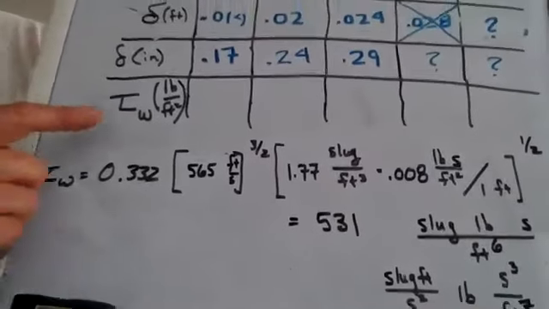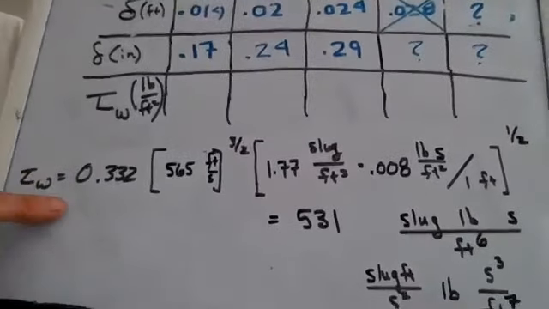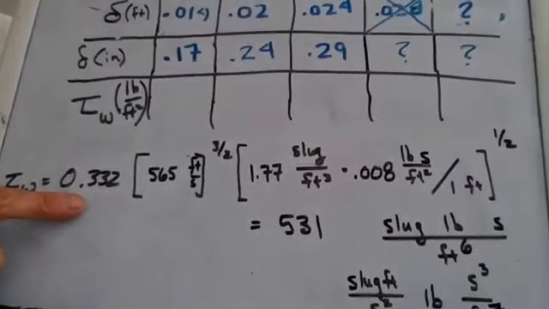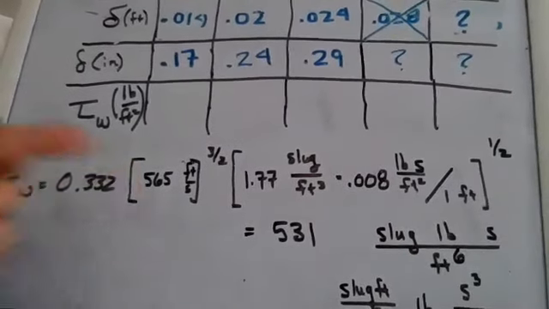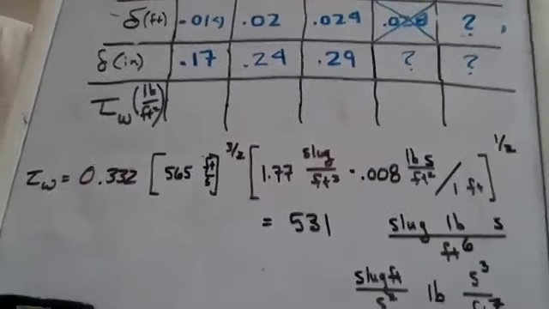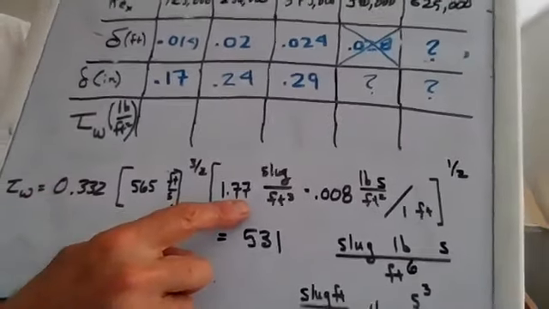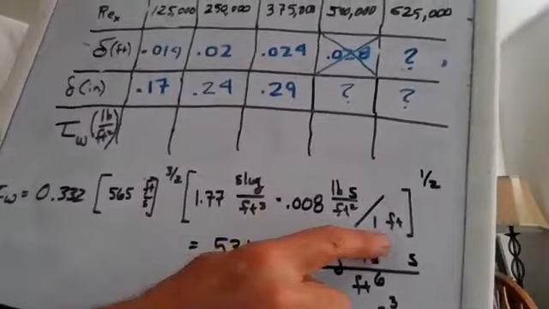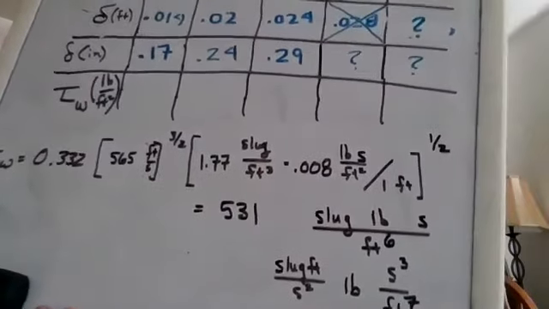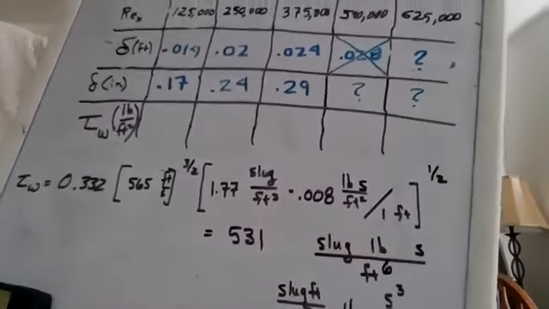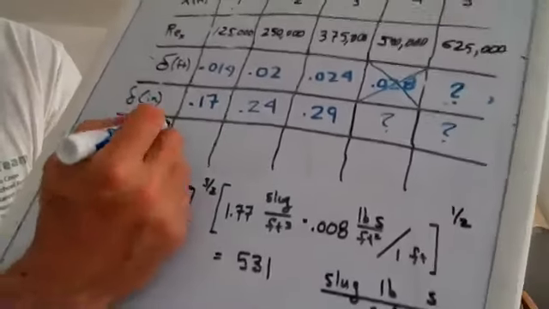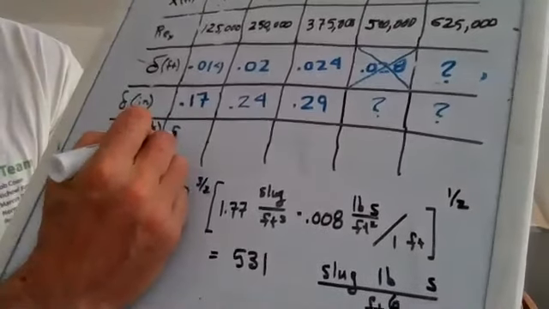That's the wall shear or surface shear formula right there: 0.332, free stream velocity raised to the 3/2, and then we've got the density, we've got the dynamic viscosity, divided by how far we are down the plate, to the 1/2. So there's 531. What I'm going to do is fill 531 into that.